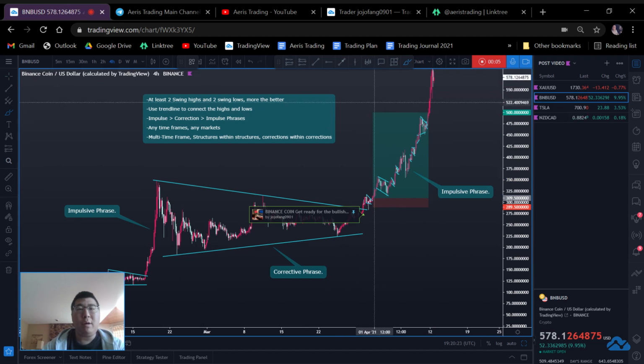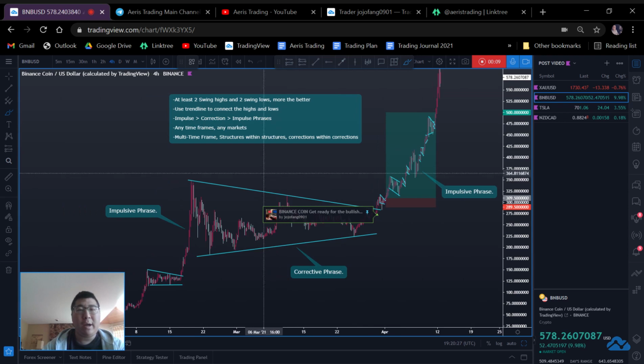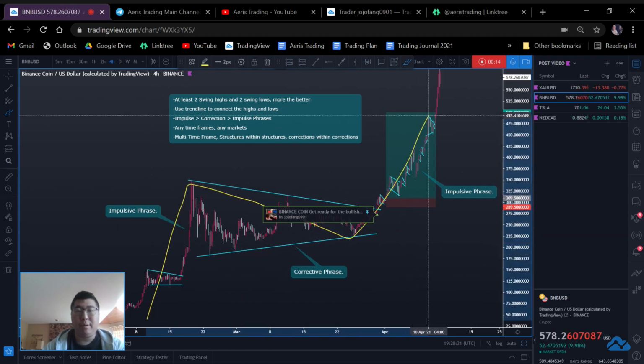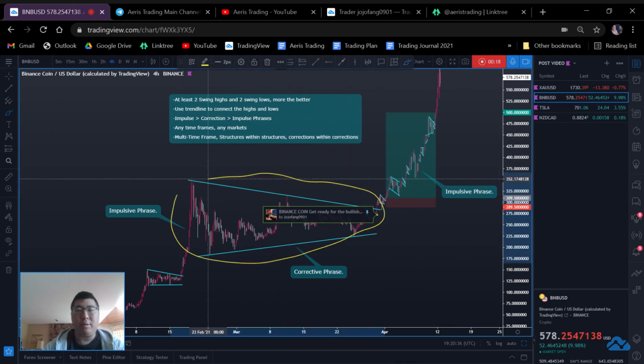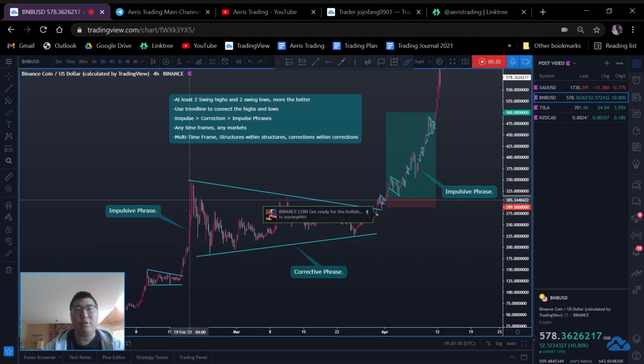Today I want to focus on correction in price action analysis. Recently, I made a price action workshop. I went over what a correction and an impulse are. I went over structures and patterns, and I also talked about continuation and reversal structures.